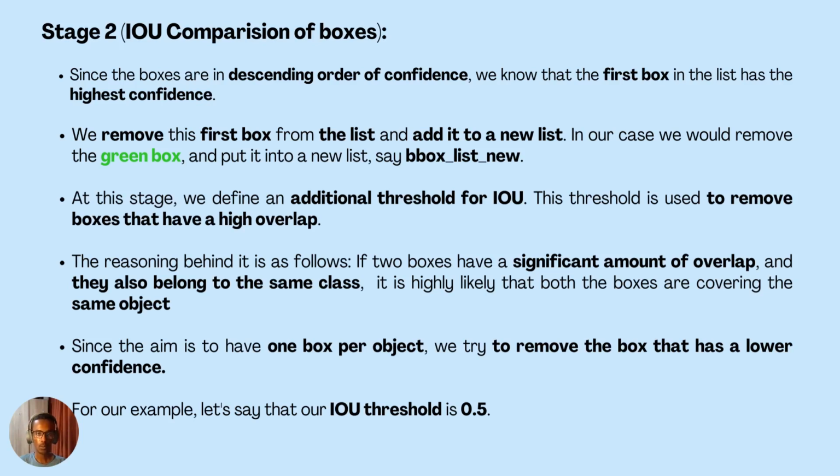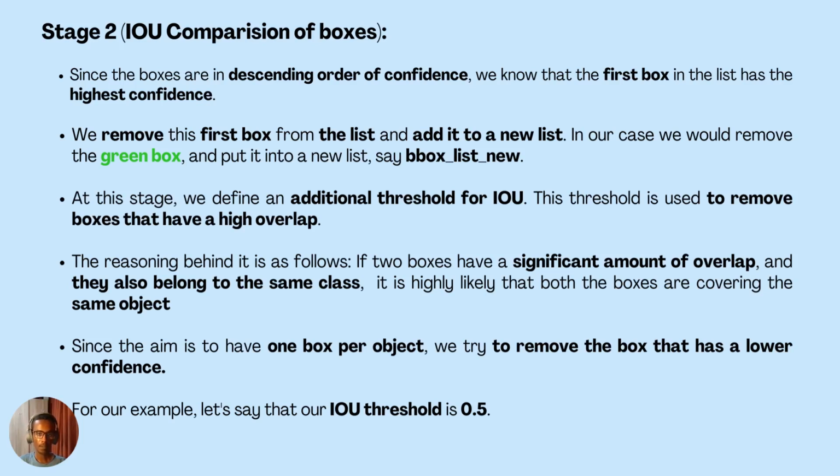So we have two thresholds. The first one was for the confidence. The second one is another threshold for the IOU. Once we remove all of the boxes below the confidence cutoff point, we need another threshold in order to remove the remaining boxes so that we're left with only the highest one. This threshold is used to remove the boxes that have a higher overlap with the one which has the highest confidence score. The reasoning behind it is as follows.